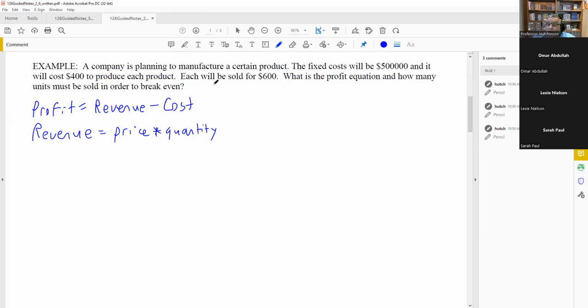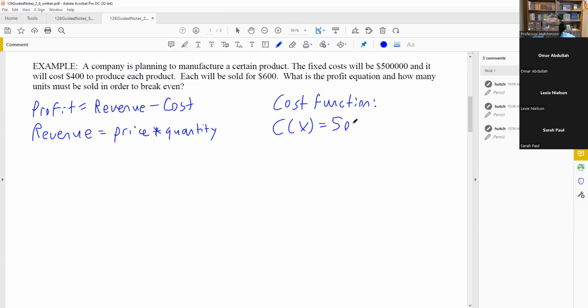Okay. Now we have to come up with a cost equation, and we have to come up with a revenue equation, and then we're going to subtract those to get the profit. Let's first come up with the cost function. Let's come up with that first. Now the cost, and that's in the first sentence, it's second sentence. The fixed costs are 500,000 and it costs $400 to produce each product. So I want to come up with a C of X equation.